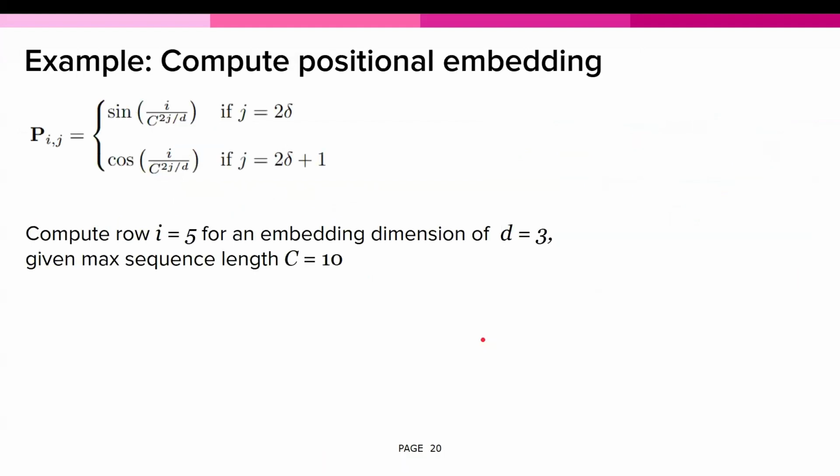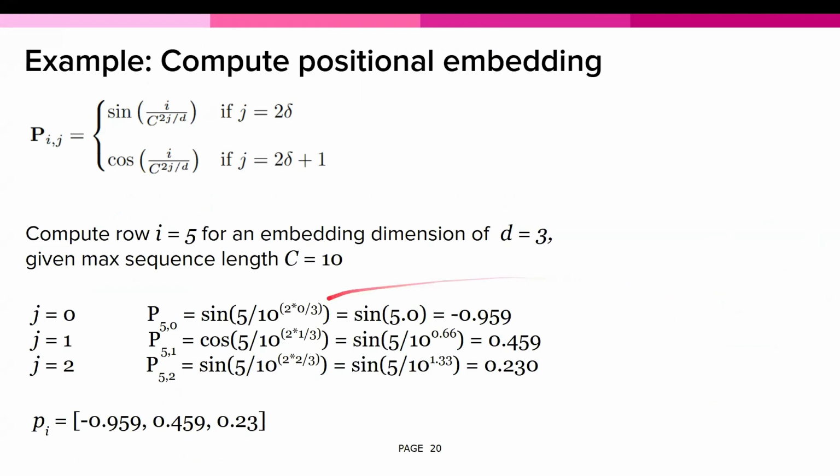Right, so might be good to take a break at this point and make sure you understand the positional embedding computation. So see if you can compute row 5 for an embedding dimension of 3, given a max sequence length of 10. So pause the video now to see if you can do that. Okay, hopefully you've taken a few minutes now to try that out on your own.